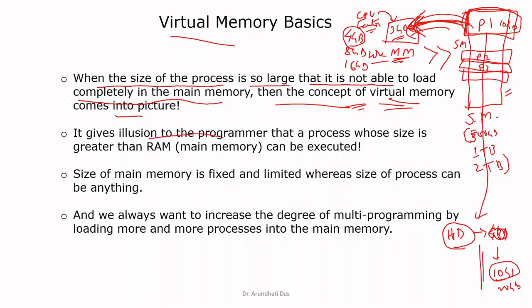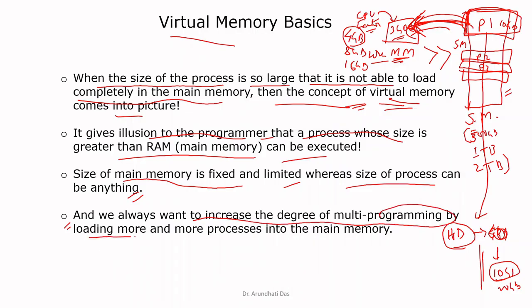It gives the illusion to the programmer or the user that a process whose size is greater than the RAM can be executed. So the size of main memory is fixed and limited, whereas the size of a process can be anything. And we always want to increase the degree of multiprogramming by loading more and more processes into the main memory. So if I have only one process P1 in the main memory, then the degree of multiprogramming is how much?